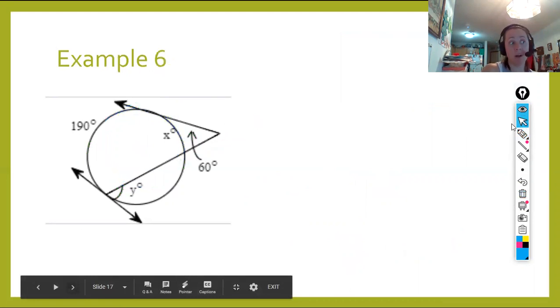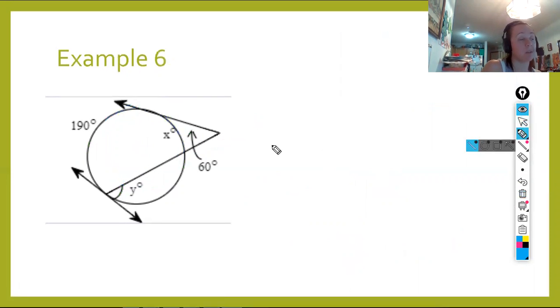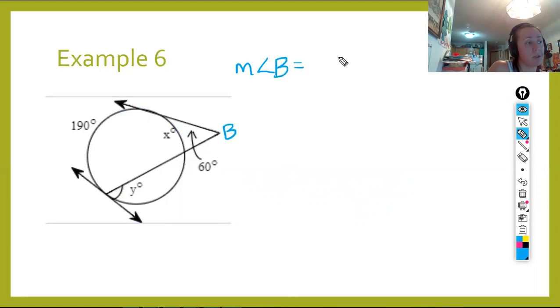Okay, this one is a little crazy because we got to do a few things. First thing we're going to do, if we want to find x, we need to know that relationship, the measure of that angle. So we'll just call it B. The measure of angle B is equal to the big arc minus the small arc, and then divide by 2.